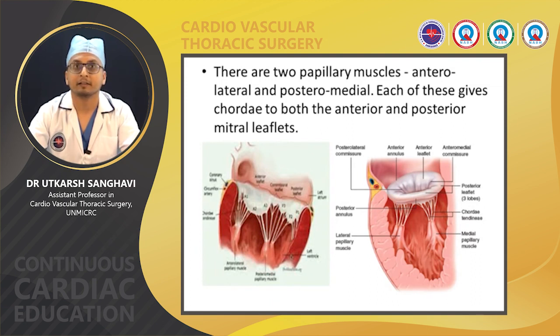Coming to the subvalvular anatomy, there are two papillary muscles. As we all know, they are the anterolateral and posteromedial papillary muscles. Both of these papillary muscles give rise to chordae, and these chordae are attached to both the anterior and posterior mitral leaflets. As you can see in this slide, on the left hand side to me and right on yours is the anterolateral papillary muscle, and on the opposite side is the posteromedial papillary muscle. Both of them give chordae which are attached to both the AML and the PML.